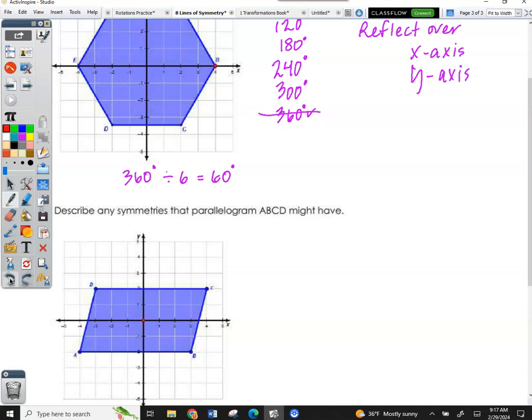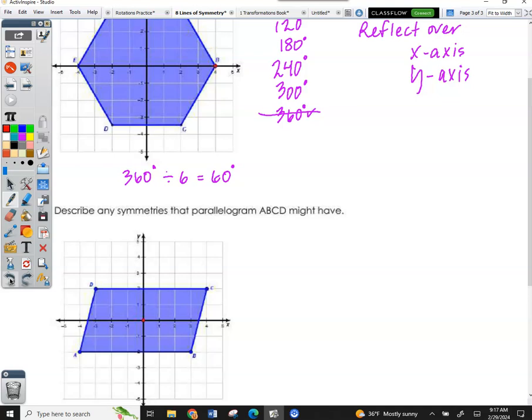Let's play with a rectangle for a second. If I have a rectangle and I rotate 90, my rectangle is now in a different orientation, right? But if I have a rectangle and I rotate 180, I'm still back in the same orientation.